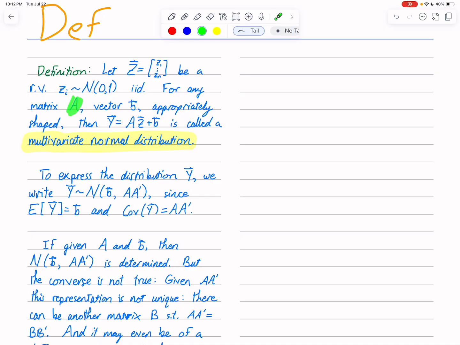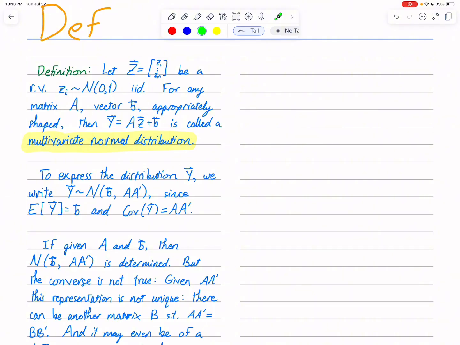And then suppose that we have any constant matrix A and constant vector b, appropriately shaped so that the matrix product and the vector sum all make sense, so they have the right dimensions. Then this vector y is called a multivariate normal distribution. When that is the case, we will write that y is distributed with this notation indicating its mean and its covariance. And by the way, when you take the expected value of this, the random part turns into 0, and you're left only with b, so that's why the expected value of such a thing is b, and that's why we put b right there.